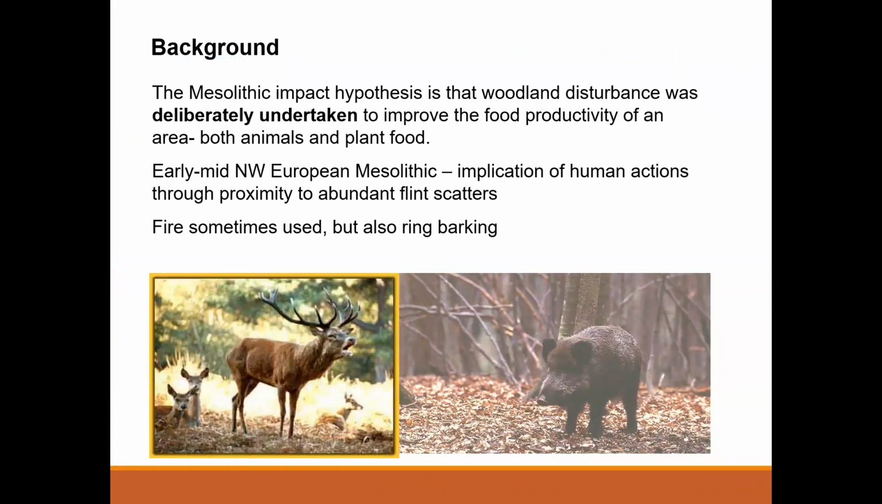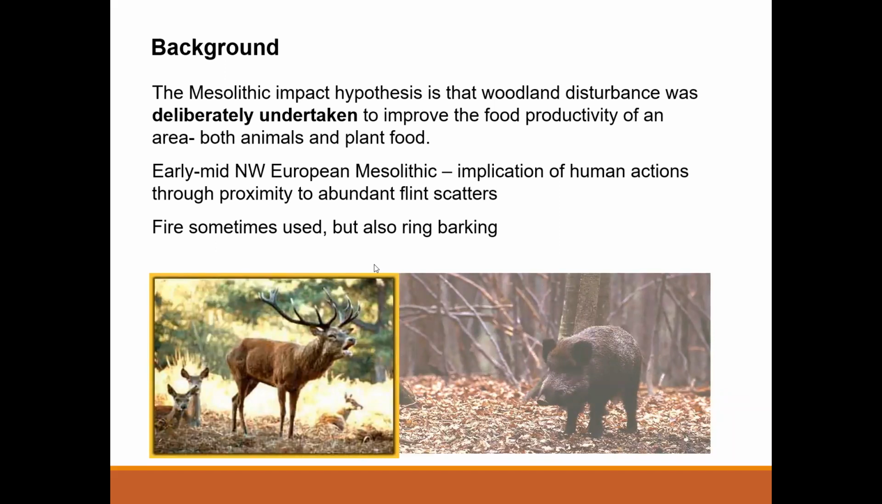The Mesolithic impacts hypothesis, which has been around since the 1980s, is that woodland disturbance was deliberately undertaken to improve the food productivity of an area. And people would manipulate the vegetation in woodlands to produce more of a mix of woodlands and open areas. And this would increase the grazing and the browsing opportunities for the animals that they depended on, particularly deer, wild boar, and aurochs, or Bos primigenius, the now extinct precursor to domestic cattle in Europe.